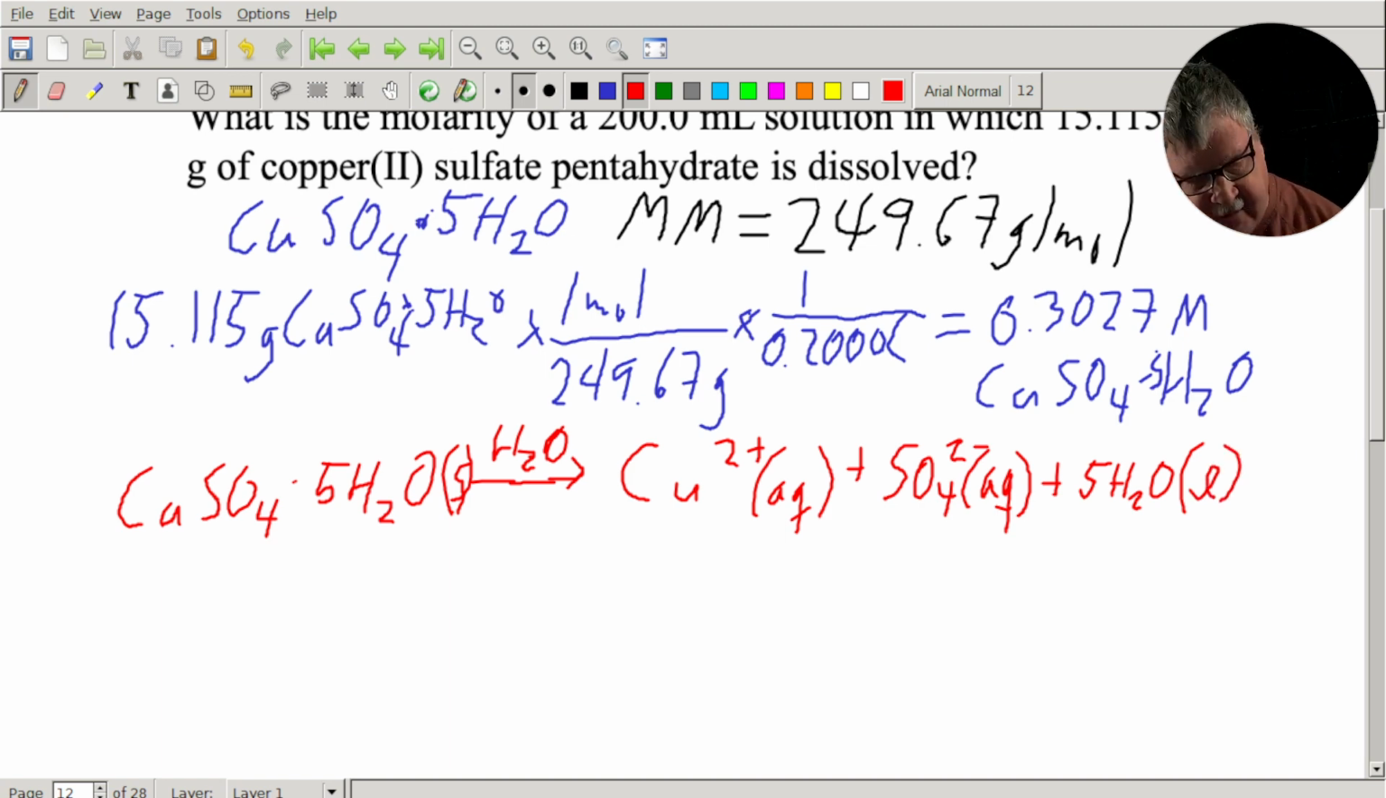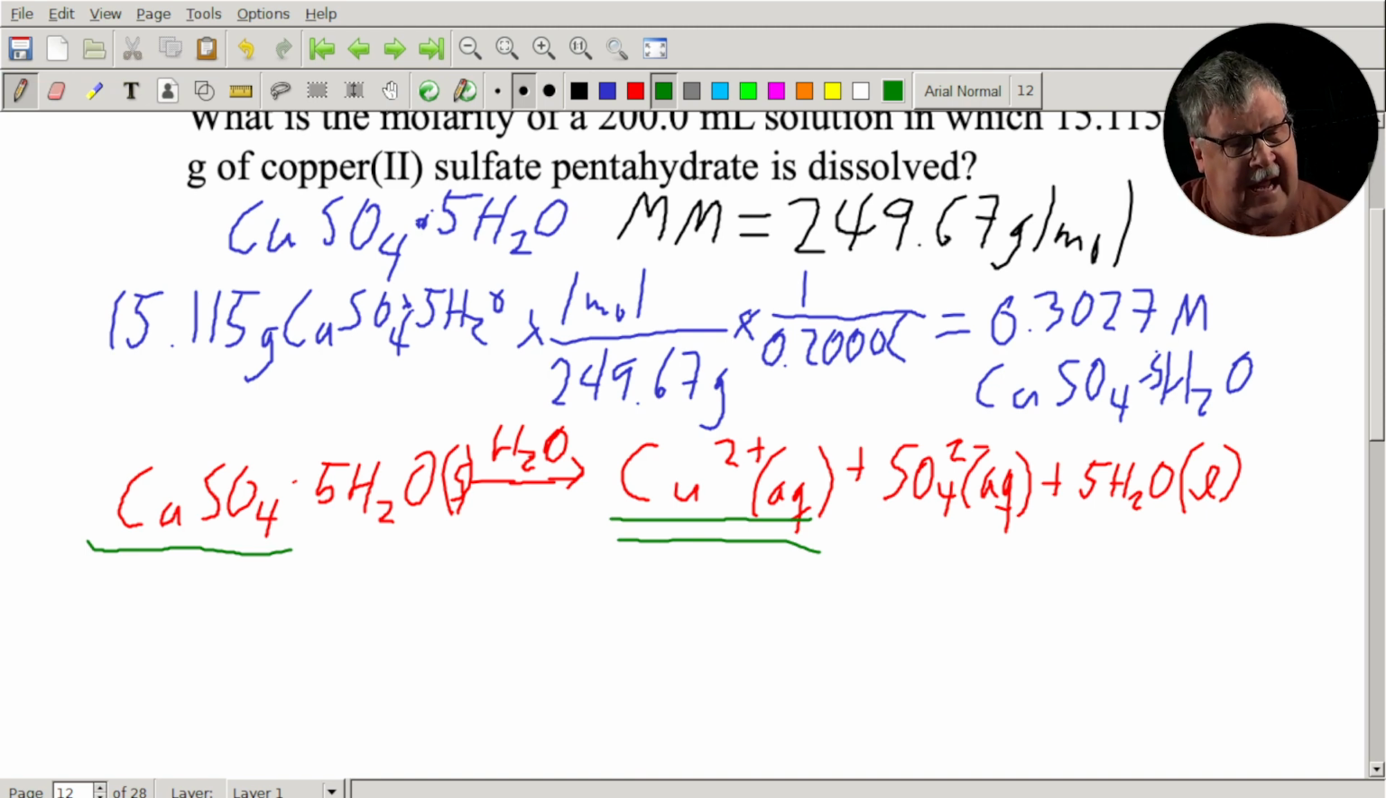This is a little bit of a stretch. But here's what's important. Based on this, if I start with 1 mole of copper 2 sulfate, this balanced net ionic equation tells me I'm going to get 1 mole of copper 2 ion in solution. And so therefore, what I would say is, all right, if this solution is 0.3027 molar CuSO4.5H2O, it also means that the molarity of the copper 2 ion in solution is the same.